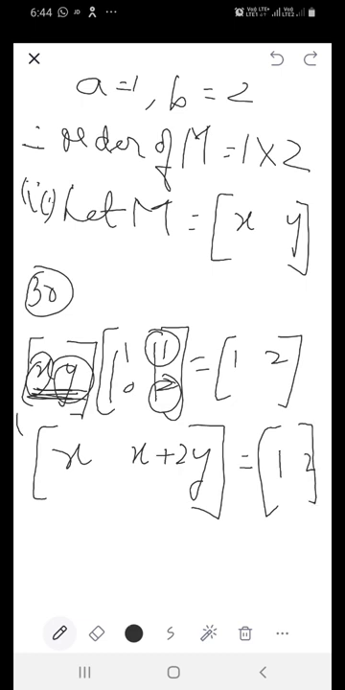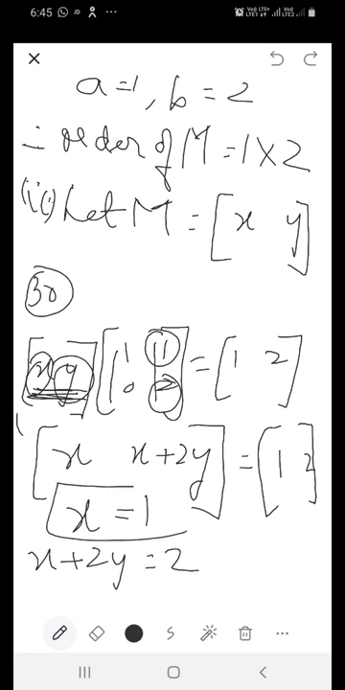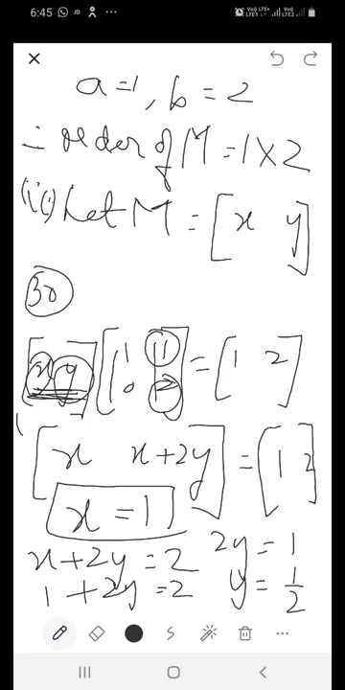Again use the equality of matrices, make the corresponding elements equal. X is equal to 1. X plus 2Y is equal to 2. Now X is equal to 1. We have calculated X. Now in order to find Y, substitute X as 1, which we have calculated, so 1 plus 2Y is equal to 2. Then transpose 1, it will become 2Y is equal to 1, so Y is equal to half. This is the value of Y.